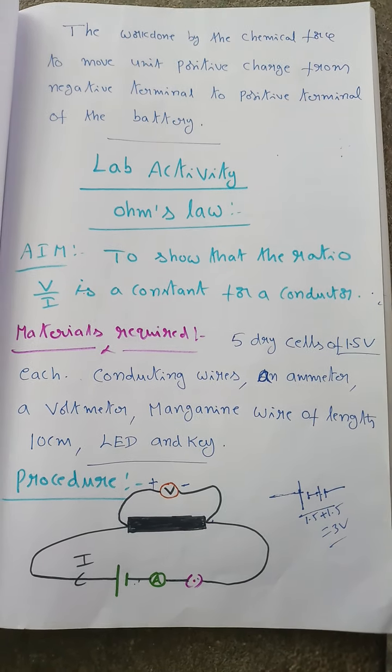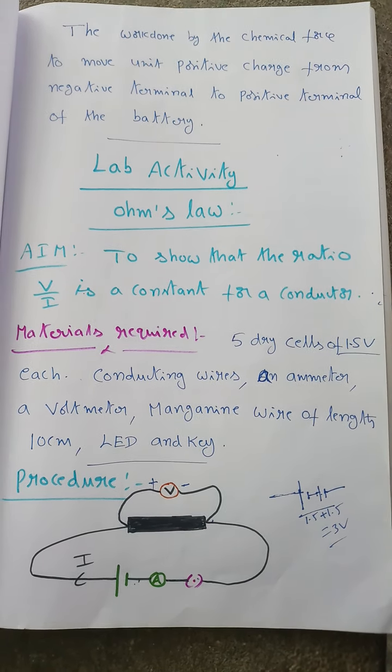See here, the aim is to show that the ratio V by I is a constant for a conductor. The materials required are 5 dry cells of 1.5 volt each, conducting wires, an ammeter, a voltmeter, a magnet wire of length 10 centimeter, LED and a key. Here you take magnet wire, or if it is not available, you can take an iron spoke, that is your wish. To conduct the lab activity for Ohm's law, we have to connect the circuit as shown in this diagram.